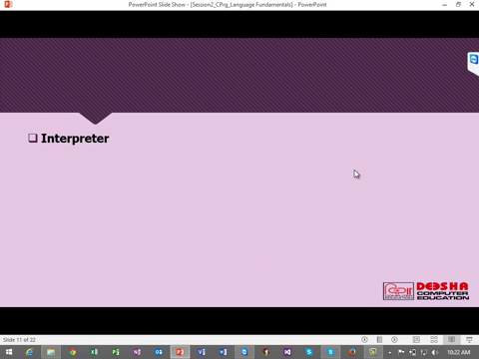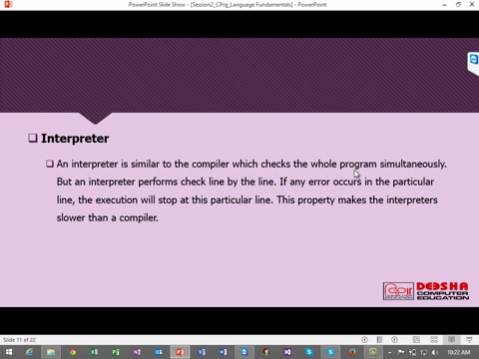The next point is the interpreter. An interpreter is similar to a compiler, but it checks only one line at a time. Compilers check the entire program, and only if there is no error in the entire program will it get compiled. But an interpreter performs the checking line by line. It will not process the program entirely. If any error occurs in a particular line, the execution will stop at that line.